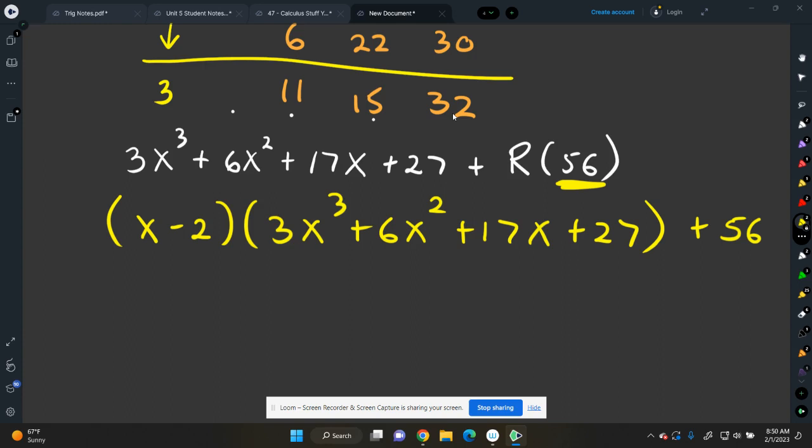Is it possible to have a negative remainder? Yes, absolutely. Don't forget, all homework is due by 8 a.m. So this is due by 8 a.m. on Friday morning.